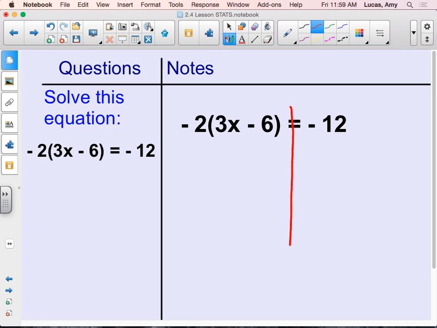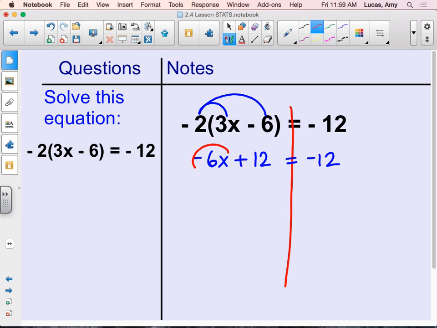All right, so solve this equation. So I'm going to draw my train track, and we are going to start by distributing. Remember that when you distribute with a negative number, you really want to be careful with your signs. Negative 2 times 3x is negative 6x. And negative 2 times negative 6 is positive 12. A negative times a negative is a positive.